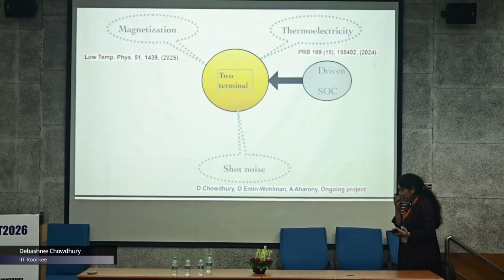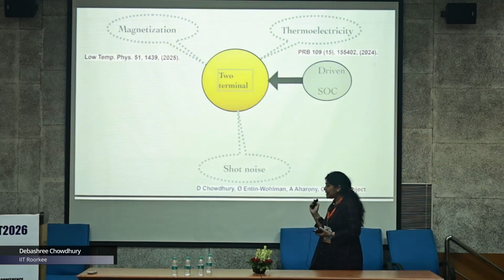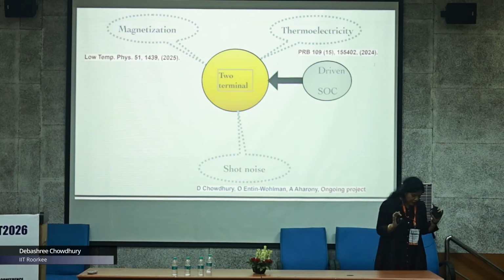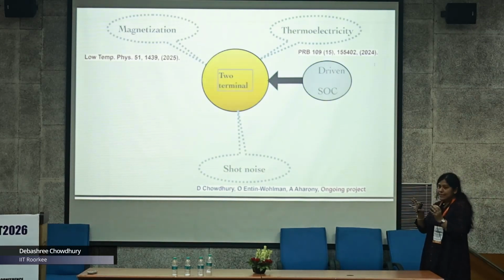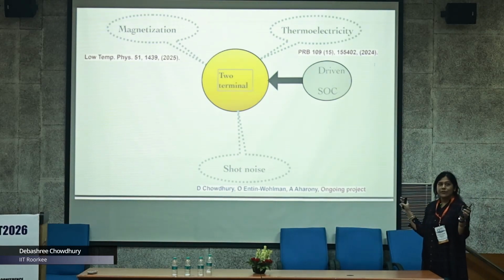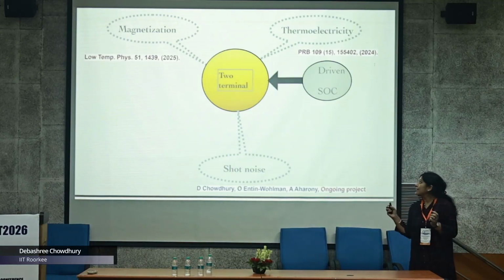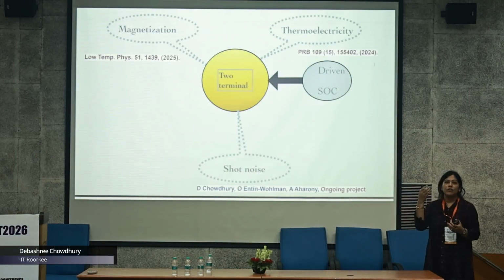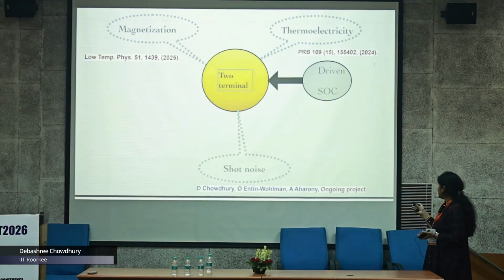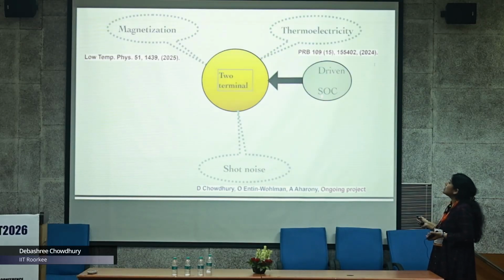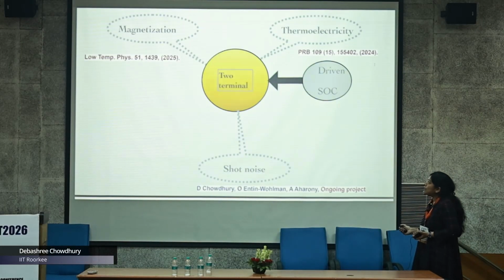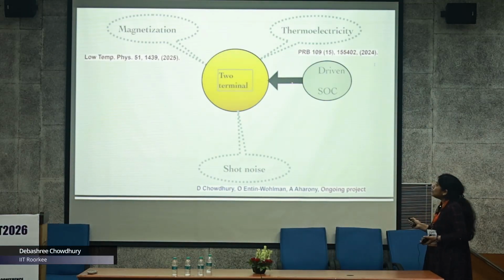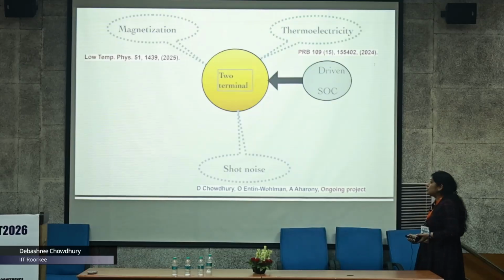So what I am going to talk about is basically when you have a two-terminal junction. Say for example, you have some system which is connected to two reservoirs via two leads, and you are imposing some kind of external parameters, like in my case it's some kind of time dependent spin orbit coupling, and what happens to the different physical properties, say for example thermoelectricity, magnetism and shot noise.